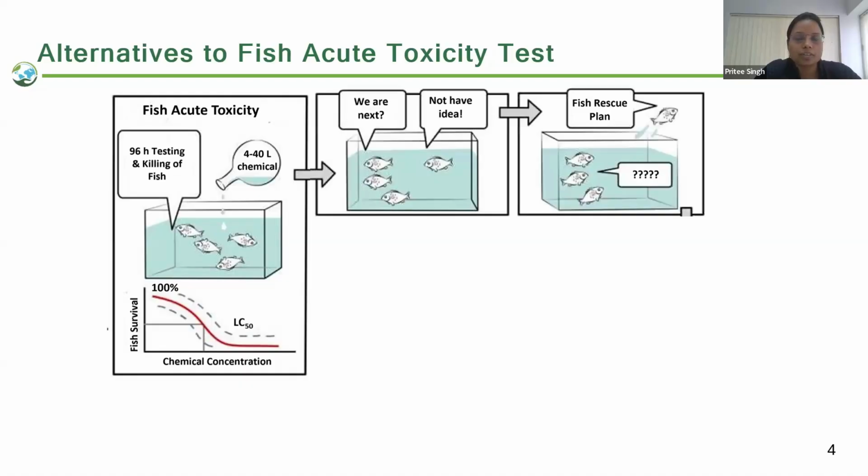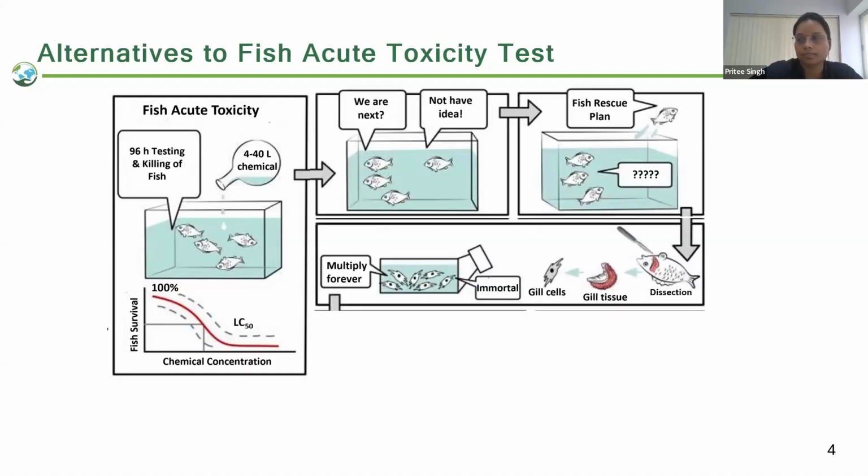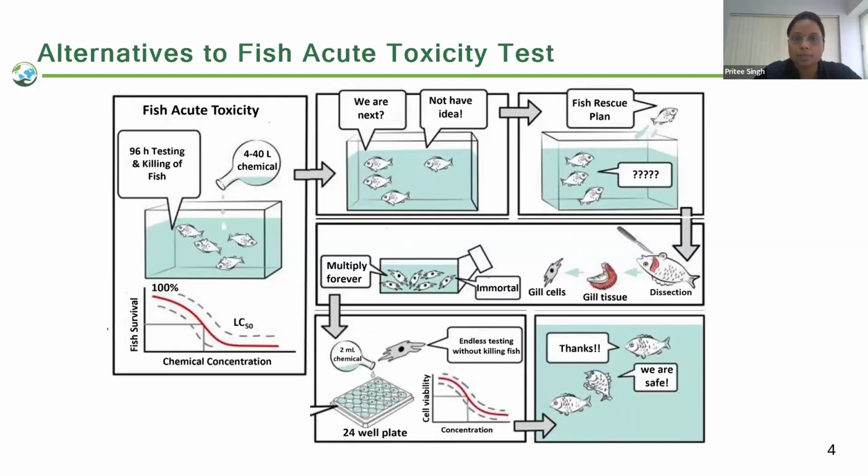So OECD 249 has brought a very good guideline, that is an alternative. From a single fish, the gill tissues are extracted, and from this gill tissue, gill cells are extracted and cultured in a cell culture flask. Here the guideline has recommended two subculture flasks, that is 75 centimeters square and 25 centimeters square. These cells are immortal cells that can multiply forever.